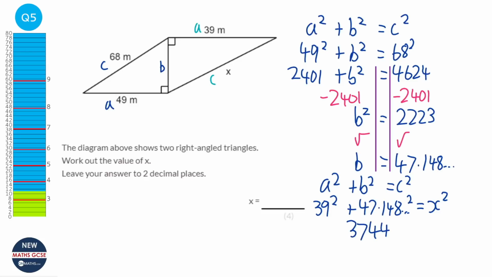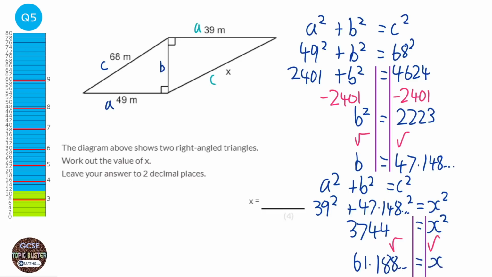3,744 equal to x squared, and we'll just get our lines in because we need to square root both sides, and we get 61.188 and so on is equal to x. It says it wants it to 2 decimal places, so that would be 61.19.